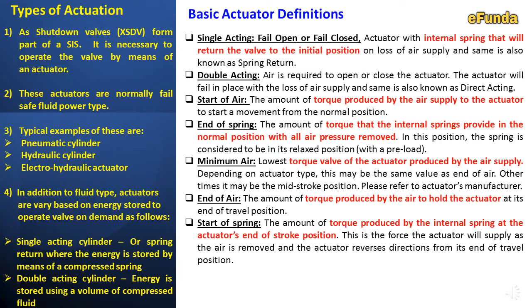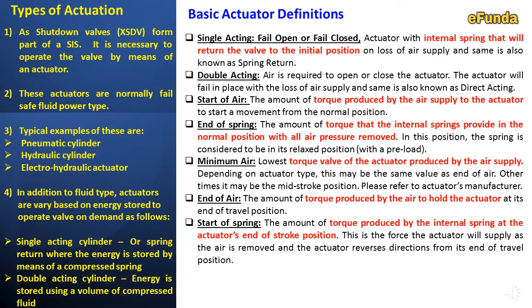Basic actuator definitions: single acting, fail open or fail close. An actuator with an internal spring that will return the valve to the initial position on the loss of air supply, and the same is also known as spring return. Double acting, where air is required to open or close the actuator. The actuator will fail in place with loss of air supply, and the same is also known as direct acting.